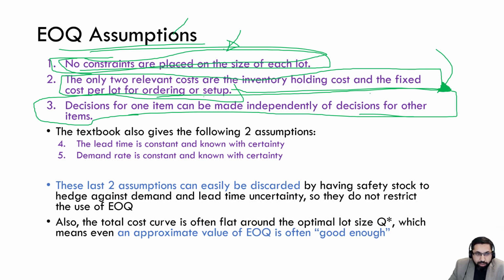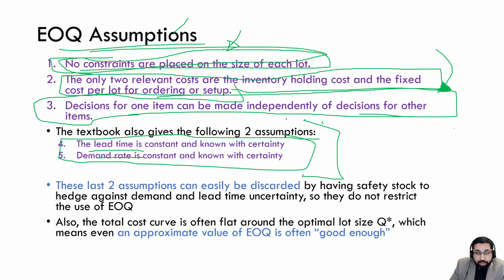The textbook gives you another two assumptions, that the lead time is constant and demand rate is constant. These are not really assumptions, because you can just work with average lead time and average demand rate, and still the EOQ would work reasonably well. Why? Because the total cost curve that you're trying to minimize in EOQ, remember that U-shaped curve we had, and we went to the minimum point and we said that's Q star. Well, this curve is pretty flat around Q star.